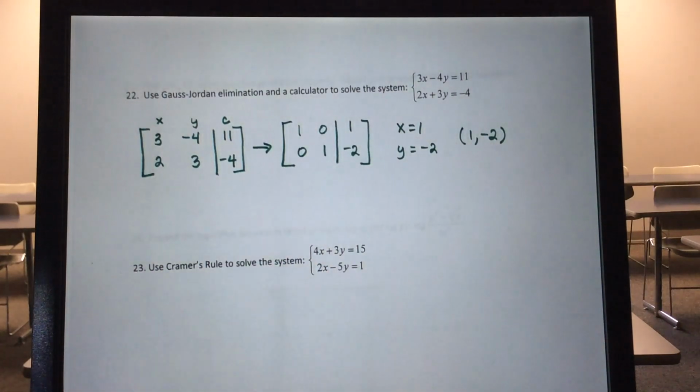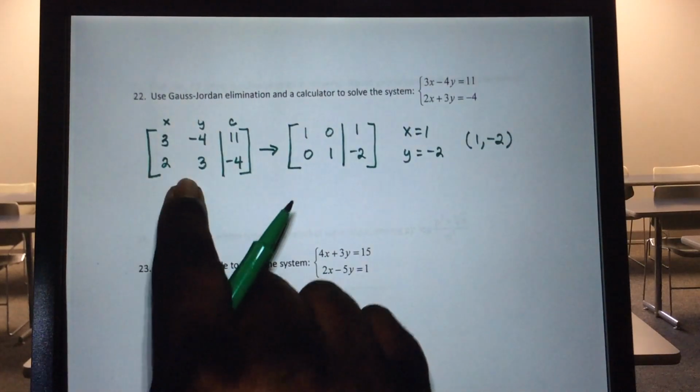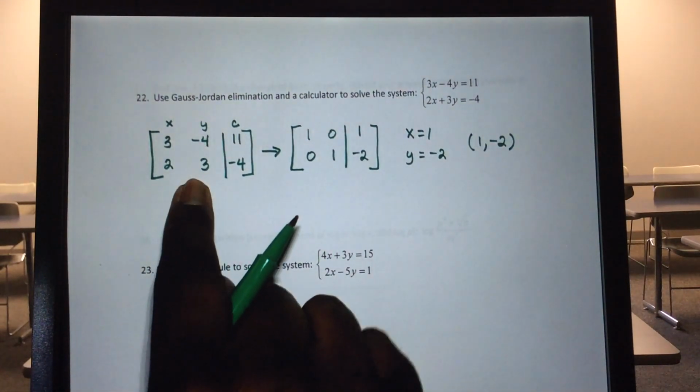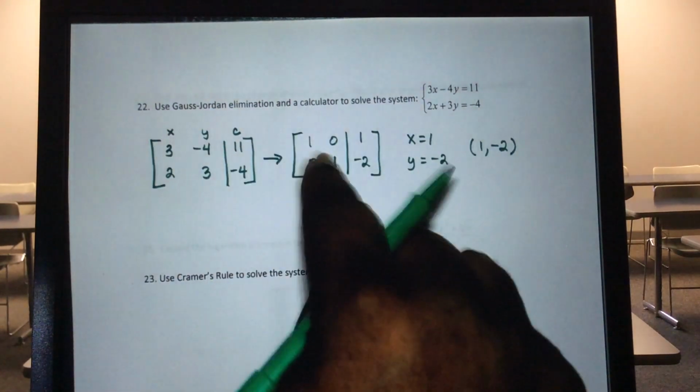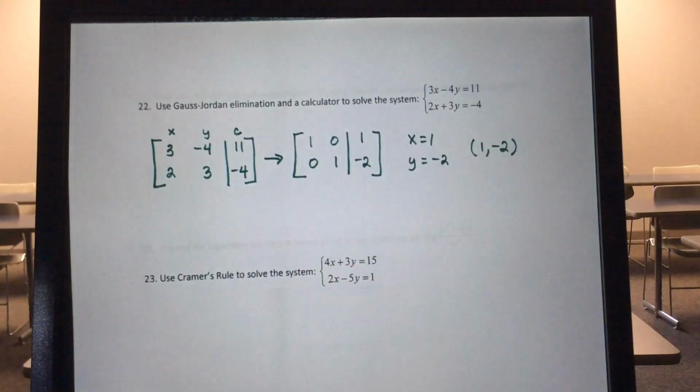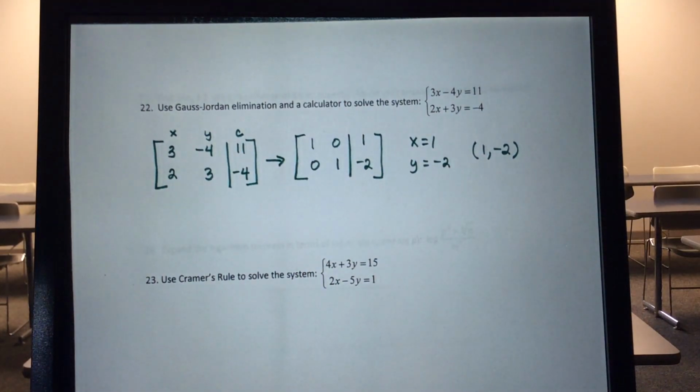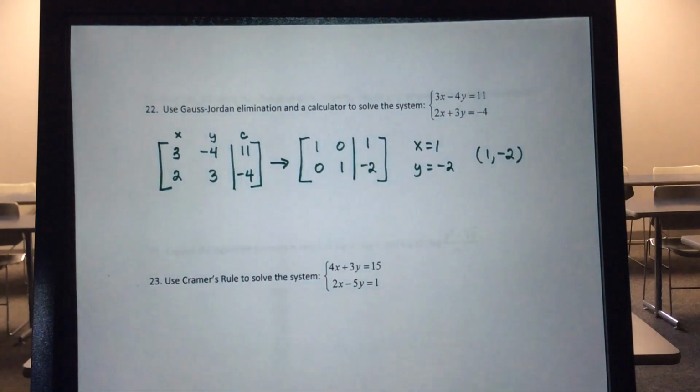So this is all you have to do here. Put this as an augmented matrix, write that down, write down the output that you got, and then tell me what x and y are equal to, either as this or as an ordered pair.